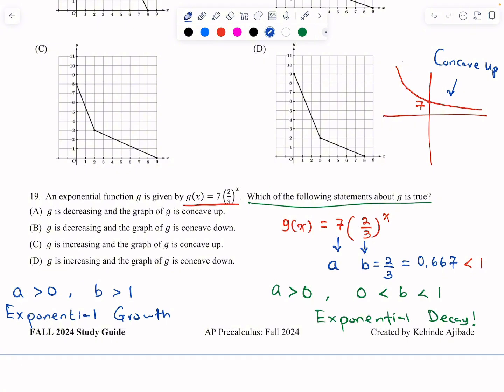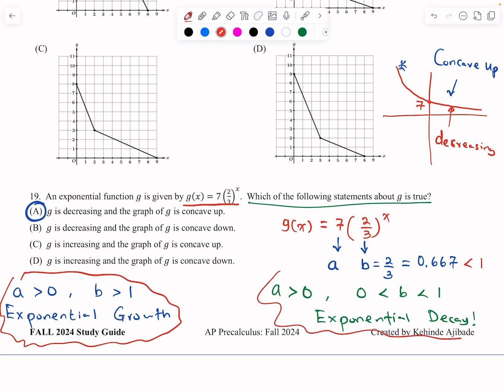So let's say you're standing right here and you want to slide down. As you're sliding down, you're decreasing. So in that case, this one is decreasing also. It's decreasing and concave up, and that option would be option A. As I said, this condition is something you want to have handy, and something you always want to remember. And let's go to the next question.